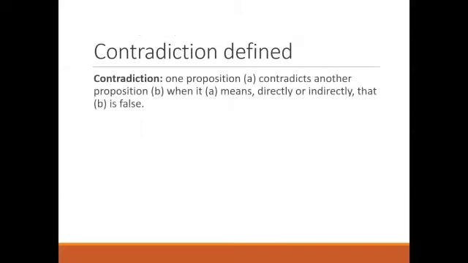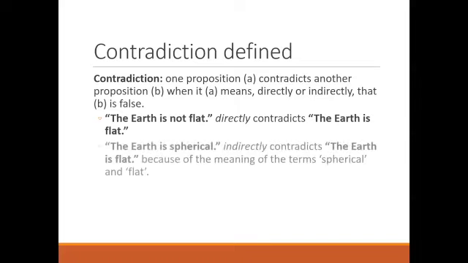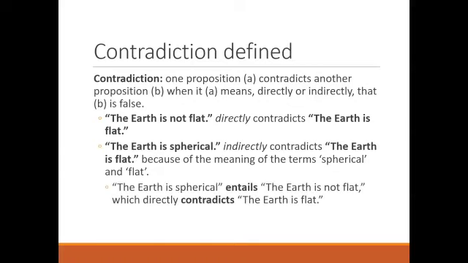What is a contradiction then? One proposition A contradicts another proposition B when A means directly or indirectly that B is false. For example, the earth is not flat directly contradicts that the earth is flat. The earth is spherical indirectly contradicts that the earth is flat, because of the meaning of the terms spherical and flat. Anything which is spherical can't be flat. The earth is spherical entails that the earth is not flat, which in turn directly contradicts that the earth is flat.